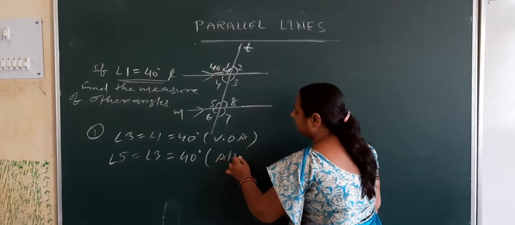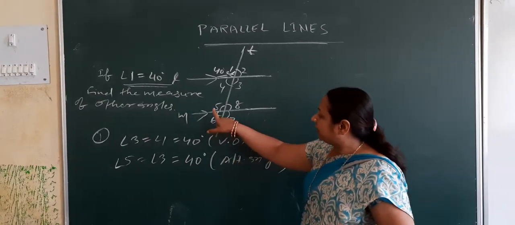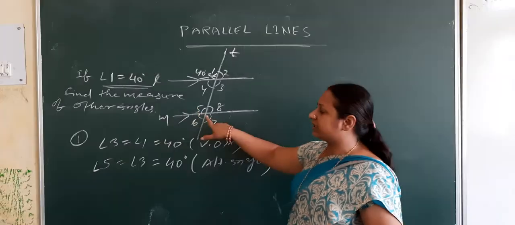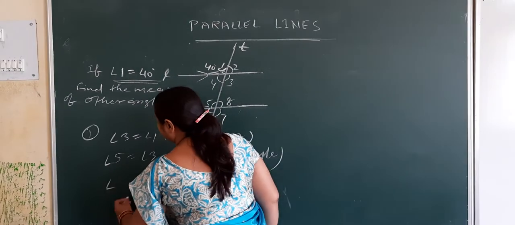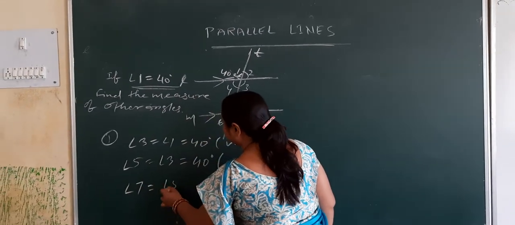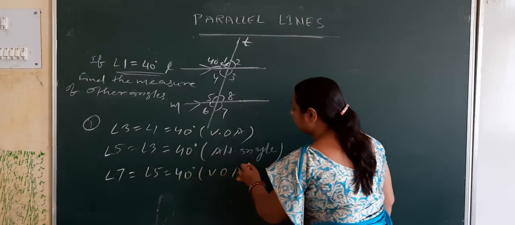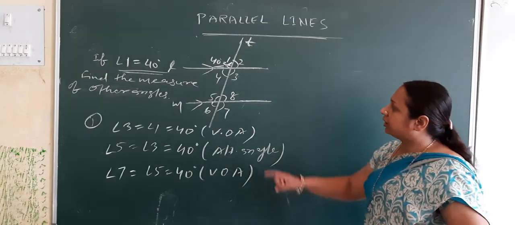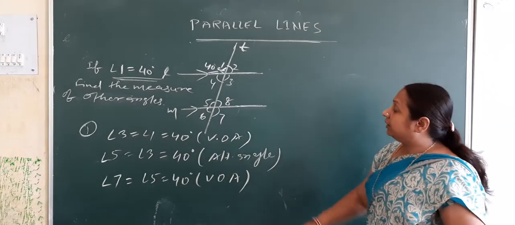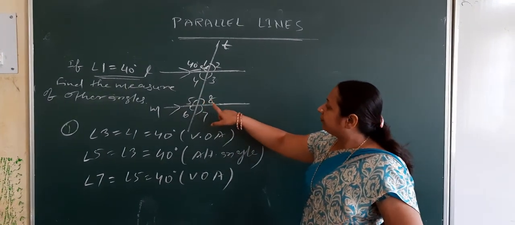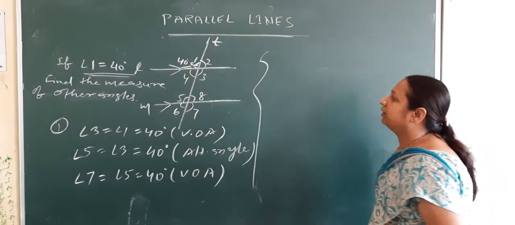That is alternate angles. Now again see the relationship between 5 and 7. 5 and 7 are vertically opposite angles. Therefore, angle 7 equals angle 5 equals 40 degrees, vertically opposite angles. So this way we can find the values of angles 3, 5 and 7. And the rest are 2, 4, 8 and 6.